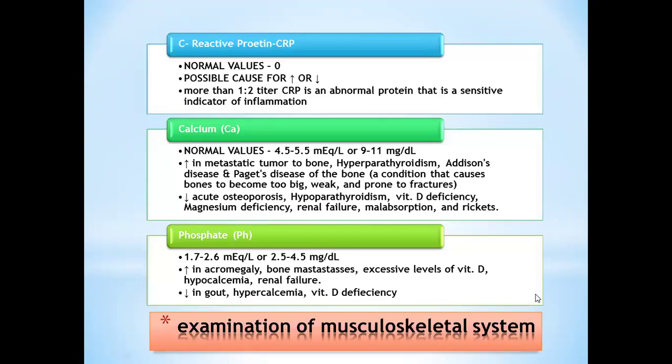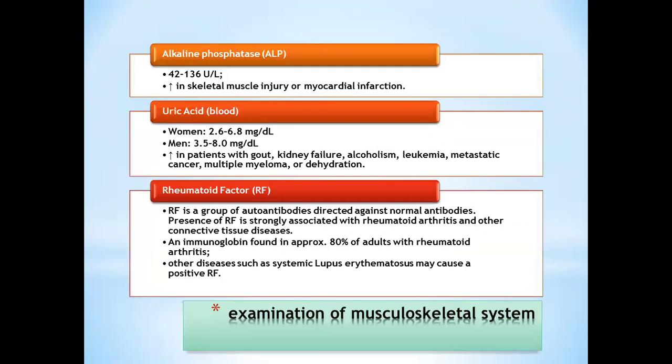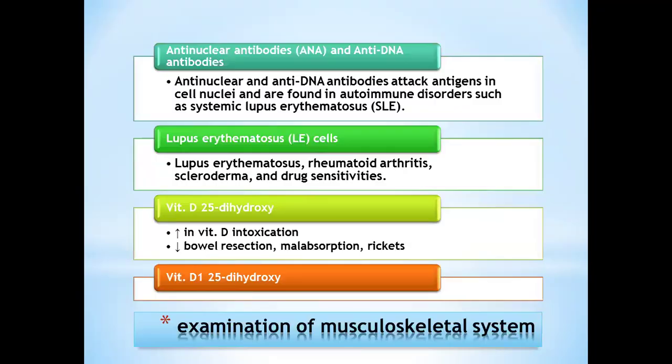Examination of the musculoskeletal system: examination of blood. First of all, C-reactive protein, calcium level, and phosphate level. Alkaline phosphatase, uric acid, rheumatoid factor. Anti-nuclear antibodies and anti-DNA antibodies attack antigens in cell nuclei and are found in autoimmune disorders such as systemic lupus erythematosus. Next, lupus erythematosus cells, vitamin D 25-hydroxy and vitamin D 1,25-dihydroxy.